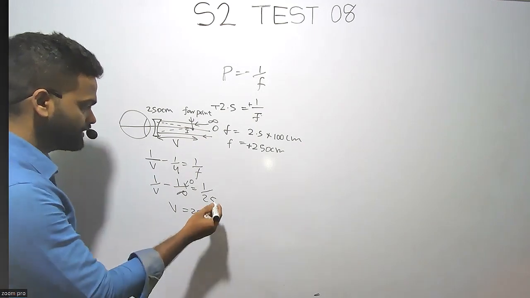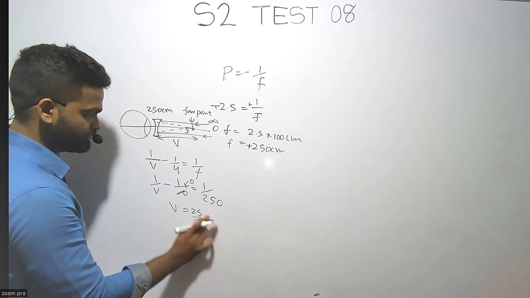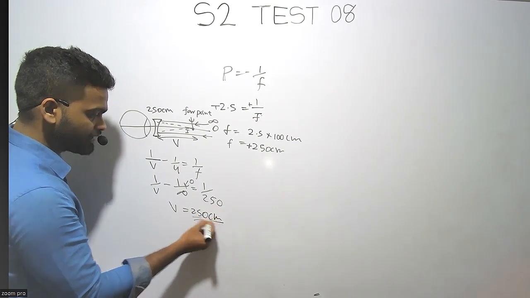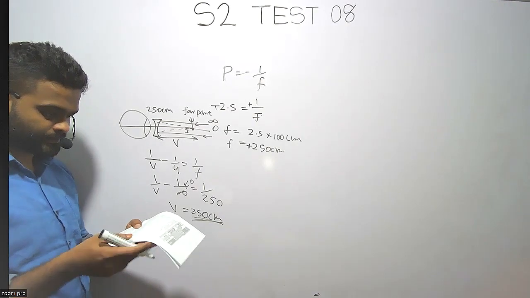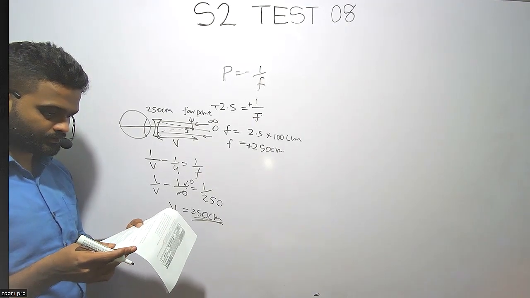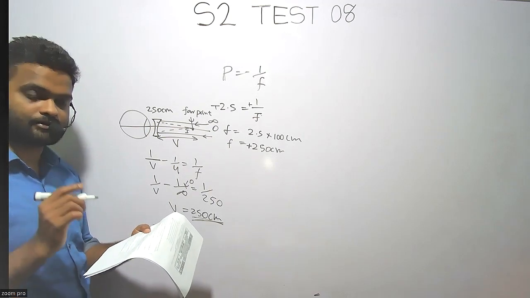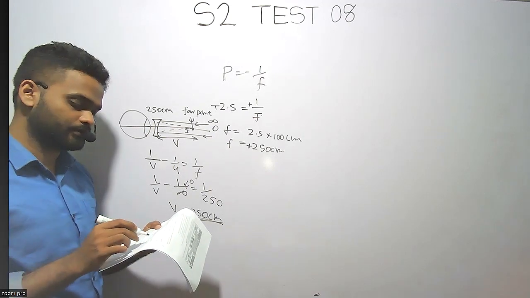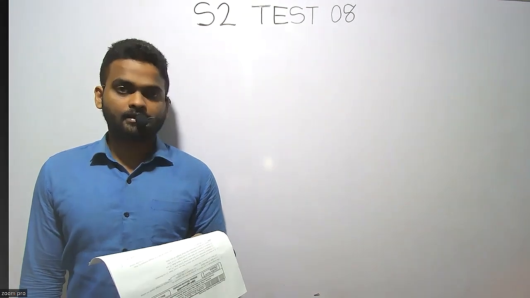Sorry. It is 250, right? 250. So it should be 250 centimeters. That is 2.5 meters. So the answer should be fourth one, right? Answer should be fourth one.